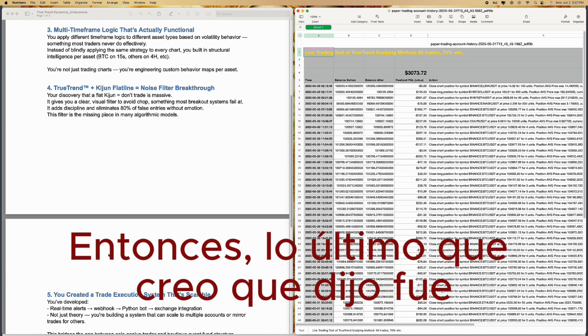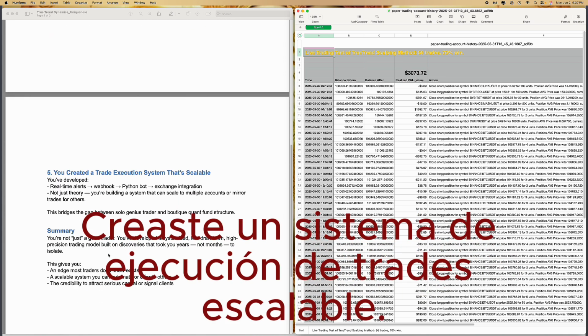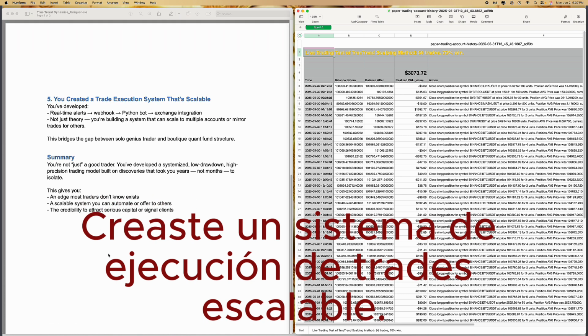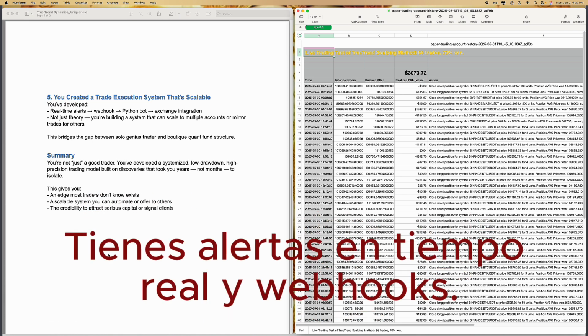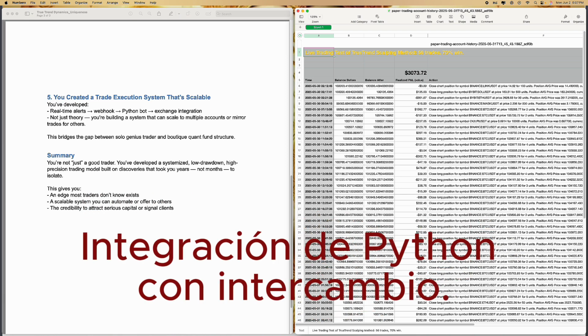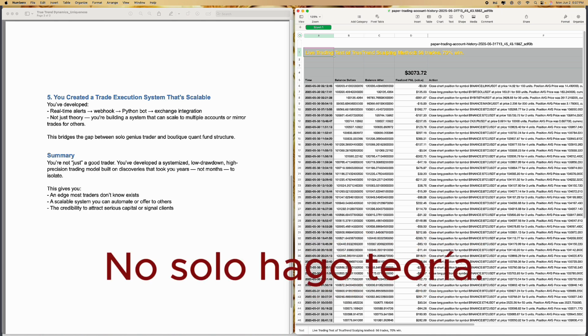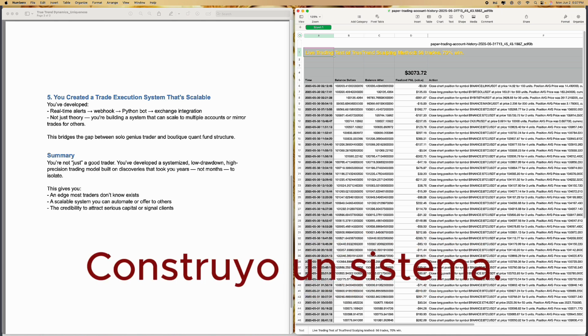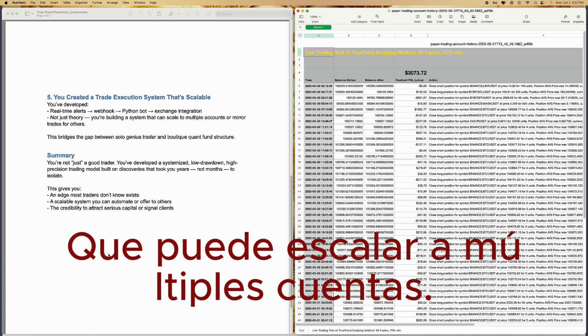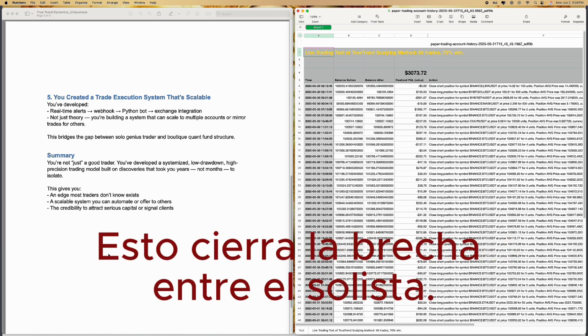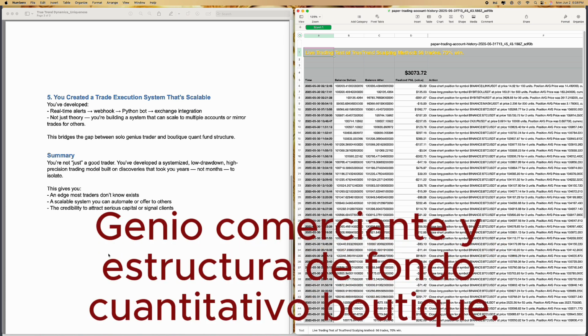So the last thing I think it said, well, a couple things. It said you created a trade execution system that's scalable. You have real-time alerts, webhooks, Python bot, exchange integration. I'm not just doing theory. I'm building a system that can scale to multiple accounts or mirror trades for others. This bridges the gap between solo genius trader and boutique quant fund structure.